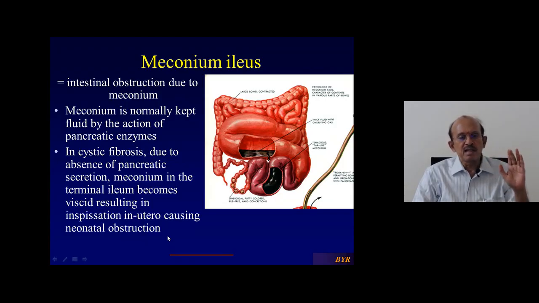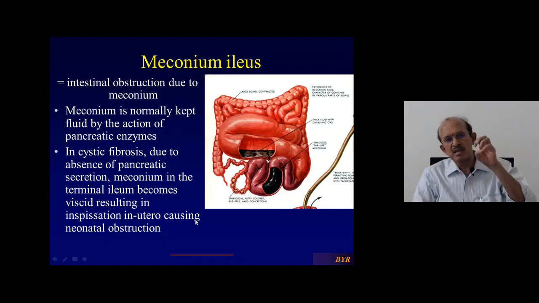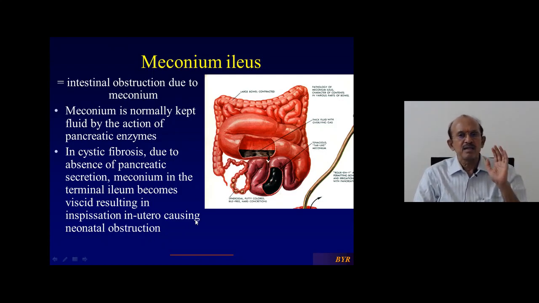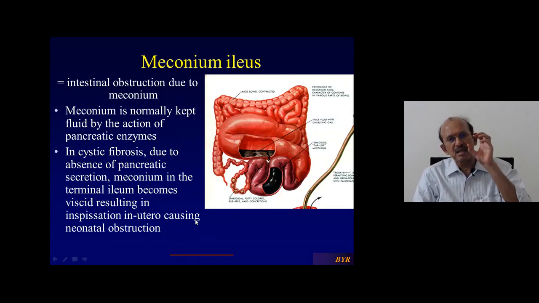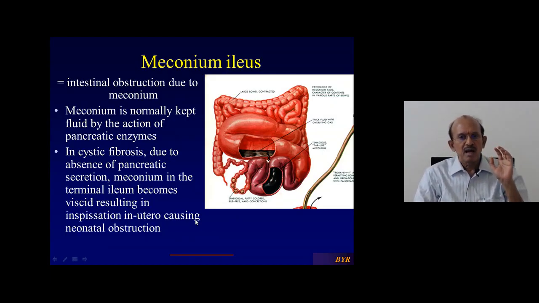Because these exocrine secretions are less, the meconium is not digested. That means the epithelial debris is being digested only by intestinal juices, but not by pancreatic juices. That means they are not efficiently digested. They are partly digested. So they become thick, paste-like, and very viscid. And that is called the meconium.